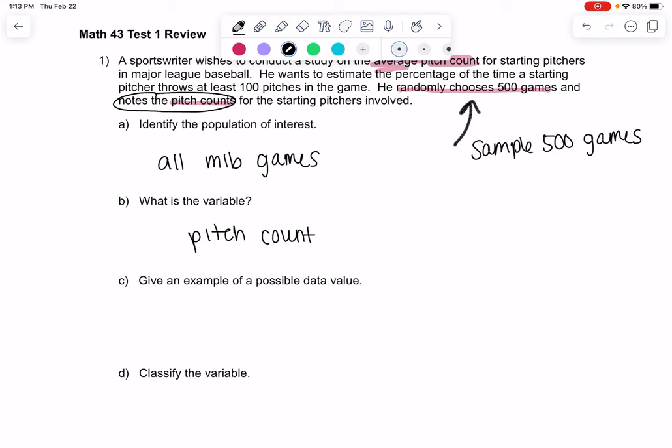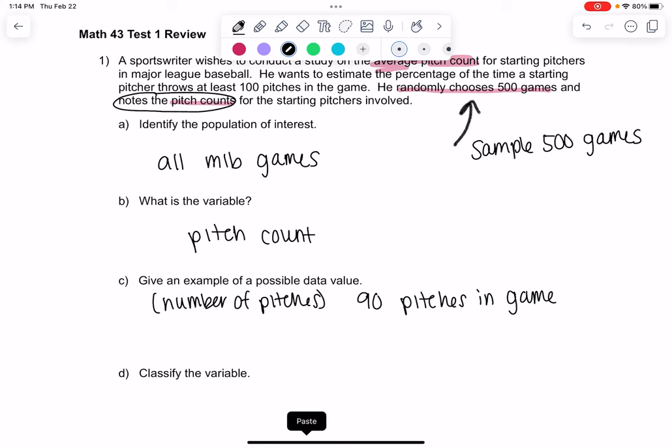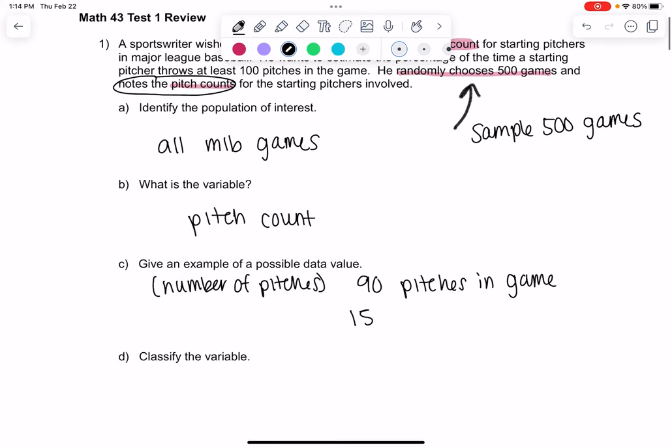So an example of a data value is the number of pitches. There's lots of examples. It could be 90 pitches in a game. It doesn't have to be at least 100. They're just interested when it is at least 100. It could also be 150 pitches, right? There's lots of answers here.